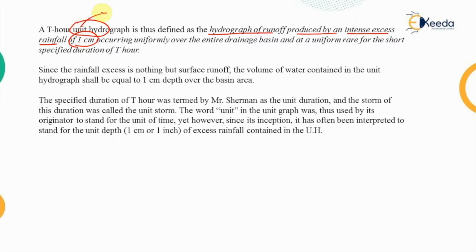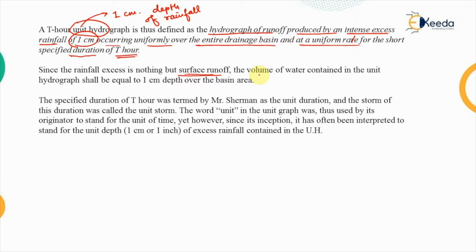So the term unit here represents 1 centimeter depth of the rainfall, and that must be taken care of, occurring uniformly over the entire drainage basin or the catchment area, when the rainfall was at a uniform rate for a short specified duration of T hours. So this excess rainfall is nothing but what we know as the surface runoff.